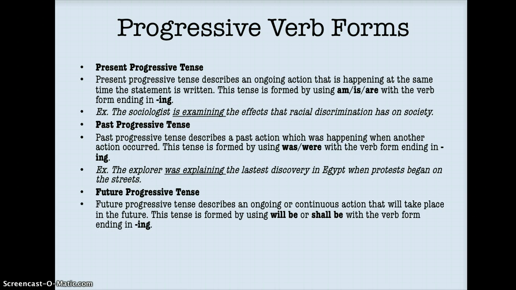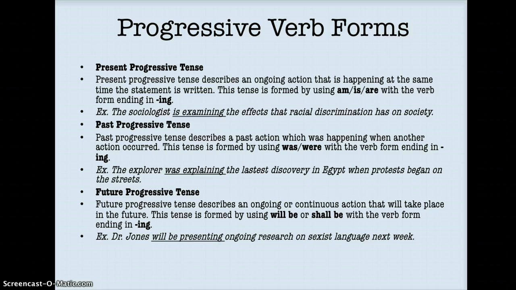And lastly, future progressive tense. Future progressive tense describes an ongoing or continuous action that will take place in the future. Again, this tense is formed by using will be or shall be with the verb form ending in ing. Dr. Jones will be presenting ongoing research on sexist language next week. So essentially the doctor is going to present information on research that's still continuing next week. So again, if you notice, everything is progressing. The people who are doing these actions were progressing through, moving through.